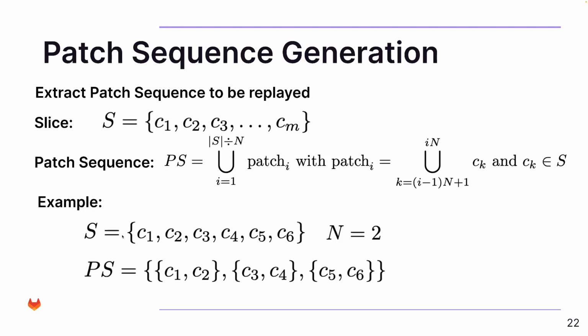In this example, you can see we have S with 6 commits, and we specify a patch sequence number of 2, so that we generate this set PS, where we are creating pairs of commits. If you compare the replay time between S and PS, then PS would ideally be 2 times faster.